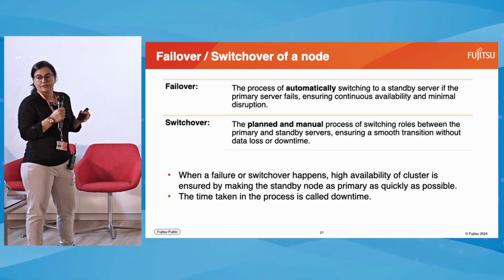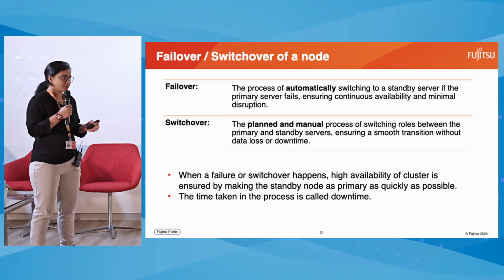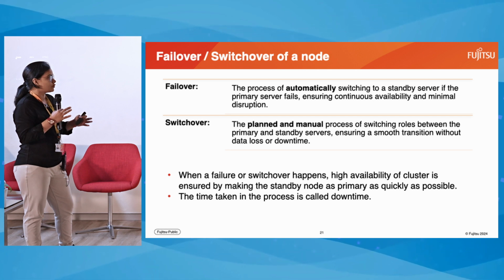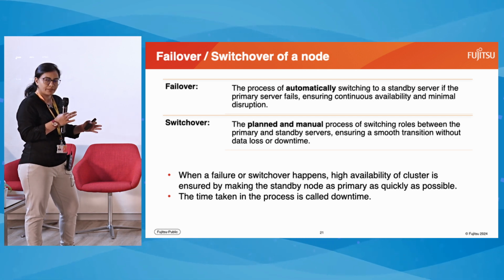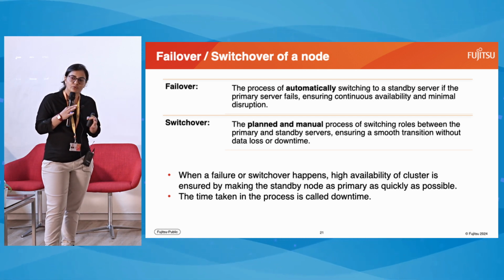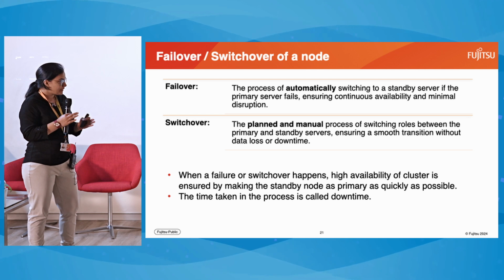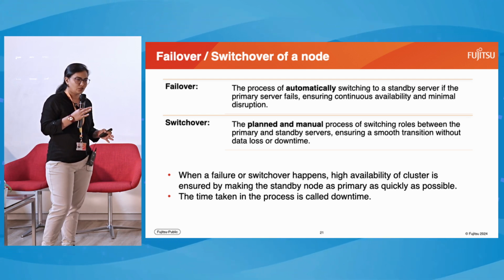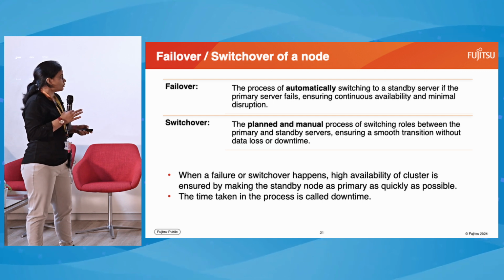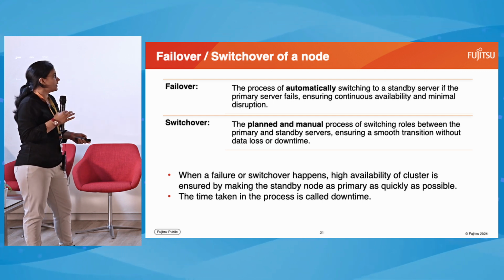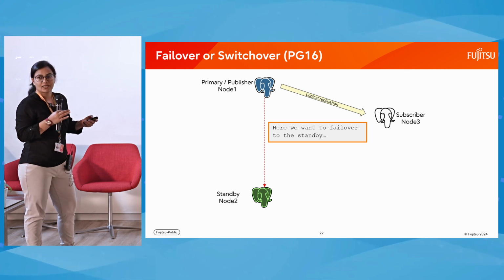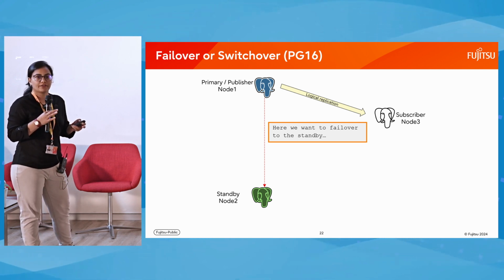So whenever a failover or switchover happens, the high availability of the cluster is ensured by making the standby node as primary node as quickly as possible, and the time taken in this whole process is called the downtime of the server. So let's see how we can improve it. First, let's see what are all the steps involved whenever a failover happens.